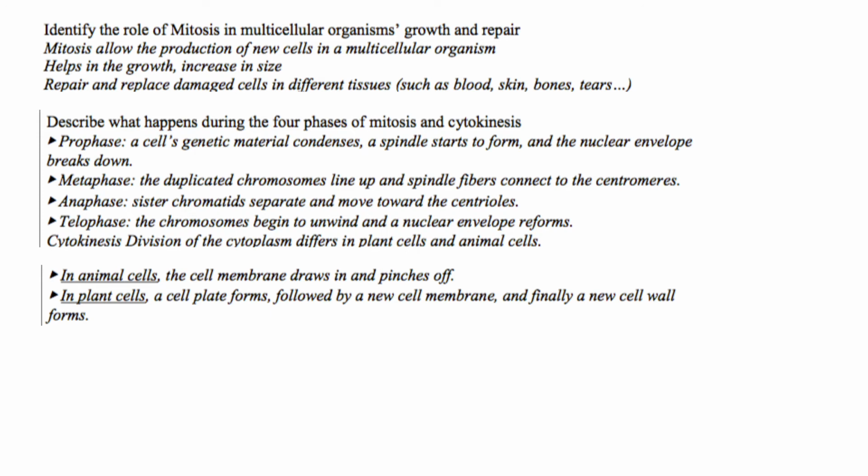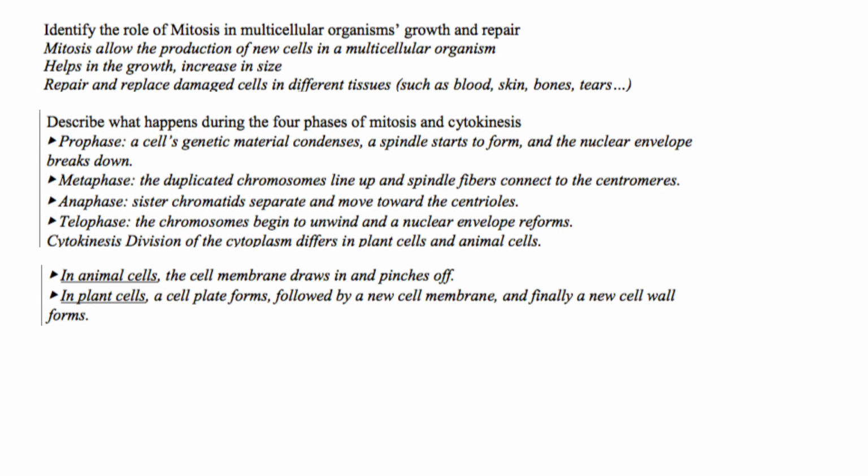The second function of mitosis is to repair and replace the damaged cells in different tissues. So for example, if you get a cut in your knee, the cells of the skin, the blood, the bones, they all are involved in mitosis. So it is by mitosis that the repair takes place and new cells are produced and the damage is treated in different tissues. So what are the 4 phases that take place in mitosis?